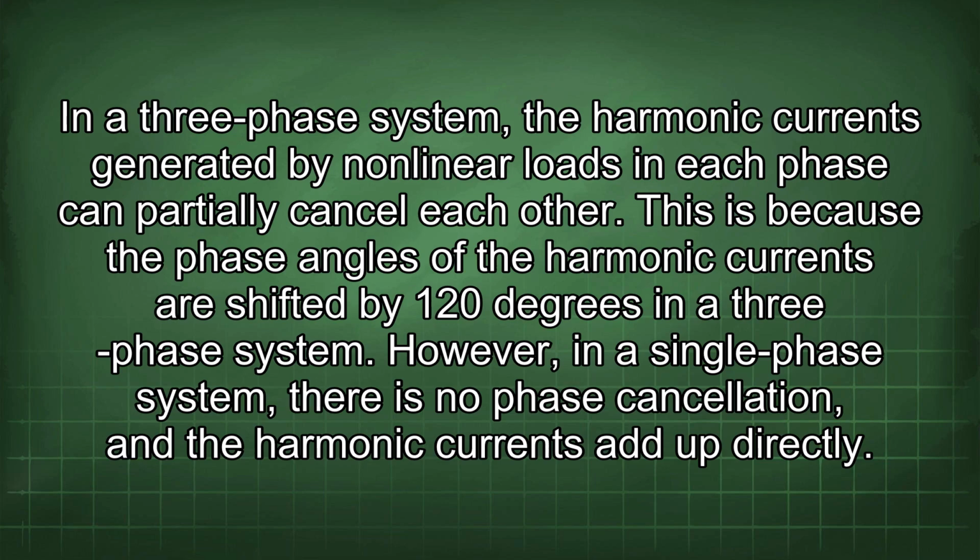In a three-phase system, the harmonic currents generated by nonlinear loads in each phase can partially cancel each other. This is because the phase angles of the harmonic currents are shifted by 120 degrees in a three-phase system. However, in a single-phase system, there is no phase cancellation, and the harmonic currents add up directly.